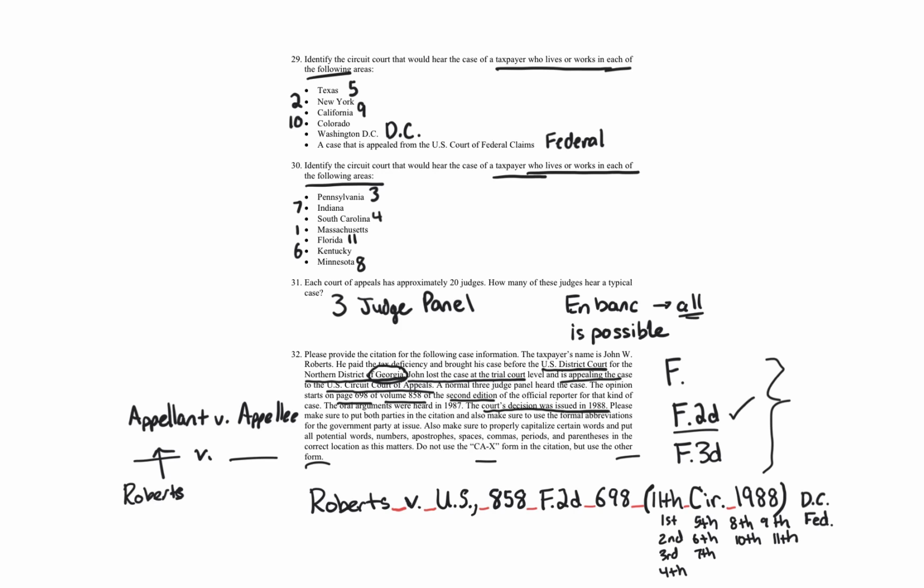Remember, the appellant is Roberts here. The appellee is the U.S. government. U.S., again, practice that one. Very, very important. You'd have to understand, given that type of information, how to create that.